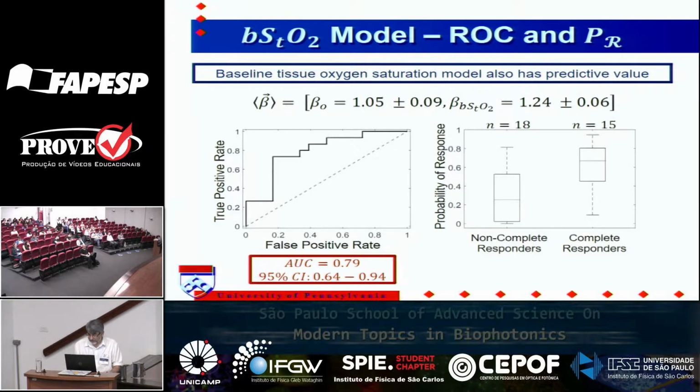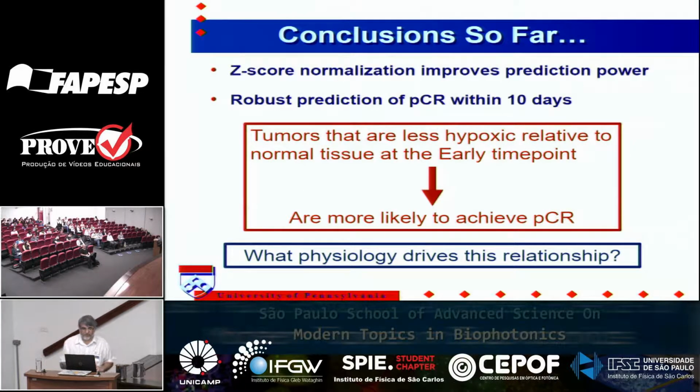So in this study so far, what we've seen is that this z-score normalization is improving prediction power. And in this case, for the chemotherapy response, you can get a pretty robust prediction within 10 days based on, if you just took the very best one, and it was clearly the best one, just the oxygen saturation at the early time. But of course, there's lots more to understand. There's really a lot to understand about what's the physiology that's driving this. And that's something that we've been working on.